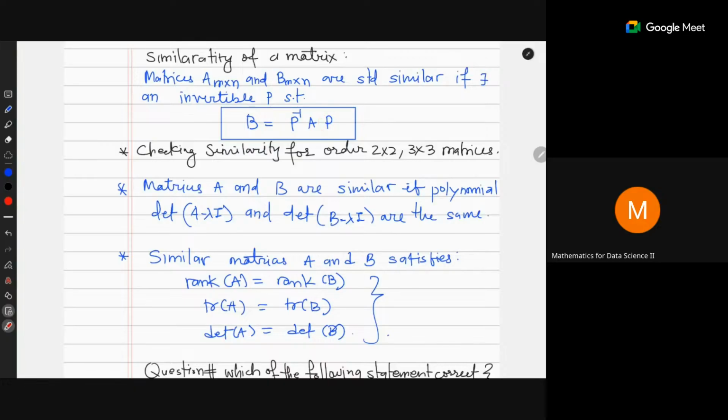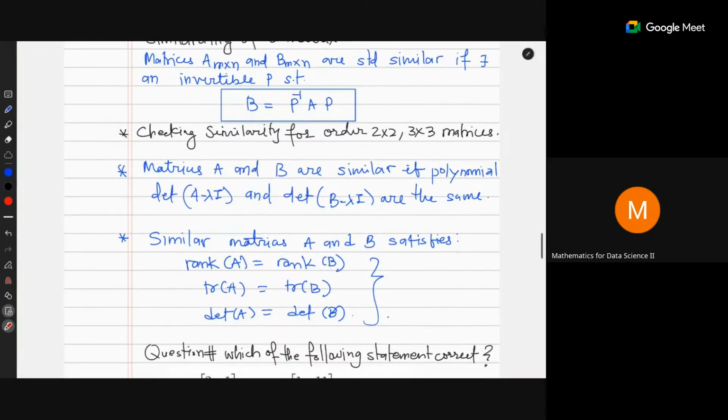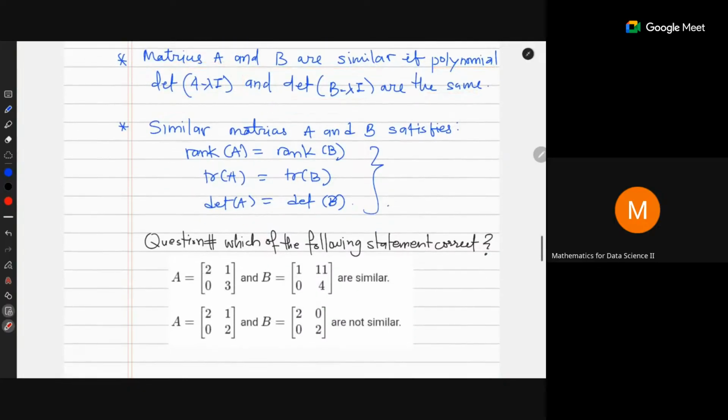All right. So in order to check for square matrices of 2 cross 2 and 3 cross 3 order, two matrices are similar if and only if the polynomials that you get by solving this determinant are the same. Now what is this determinant? It is the determinant of A minus lambda I and the determinant of B minus lambda I.